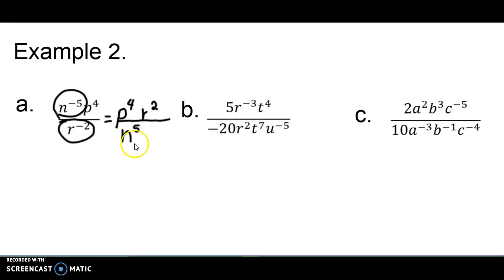I check, do I have any negative exponents? Nope. Do I have any parentheses? Nope. Do I only see each base once? Yes, I do. Do I have any fractions to reduce? Nope. This is simplified.